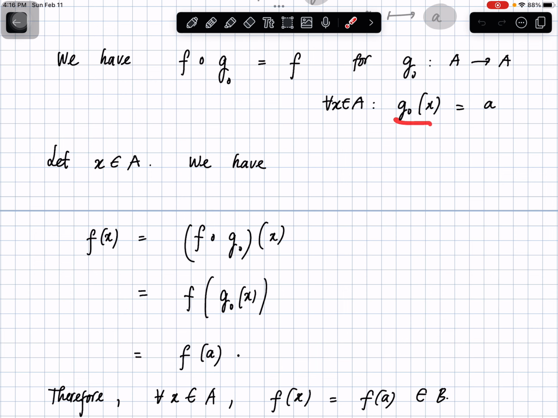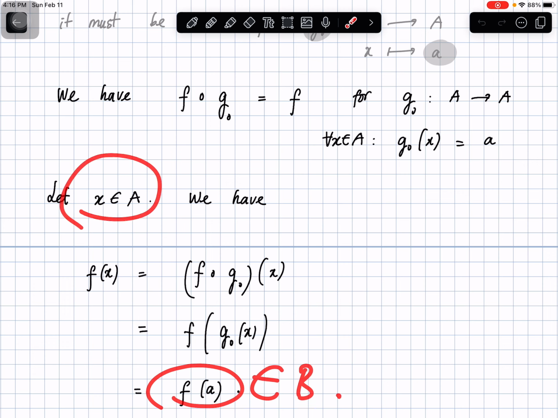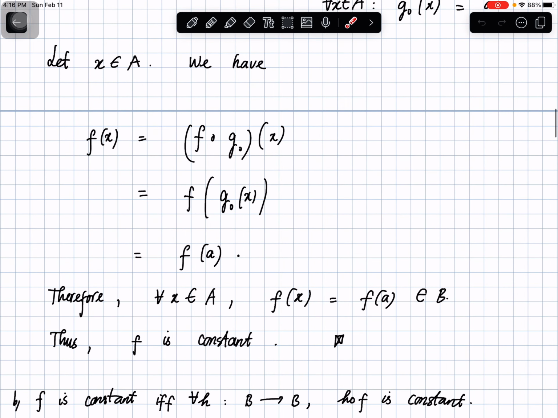Now g naught of x is a, because we defined the function g naught to be this constant function. So g naught of x for all x in A must be equal to a. F of g naught of x is f of a. F of a is a fixed point in B, because we fixed this point a before, so f of a is a point in B. For any x in A, f of x equals f of a. By definition of a constant function, f is constant. So that's how we prove the backward direction. Therefore, we prove the exercise.